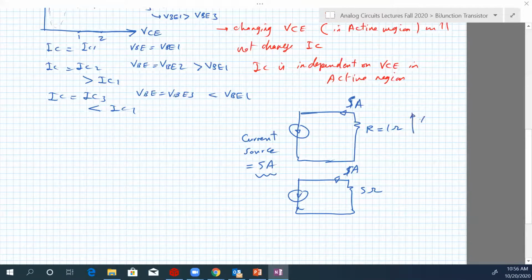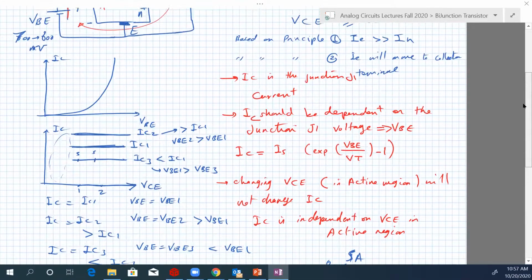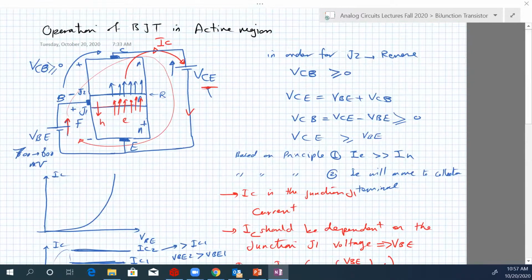So the voltage here is equal to 5. The voltage here is equal to 25. So the current source provides the same current whatever the voltage difference around it. Here the voltage difference is 5. Here the voltage difference is 25. We have something very similar here. If VBE is constant, IC will have some value in that branch here.